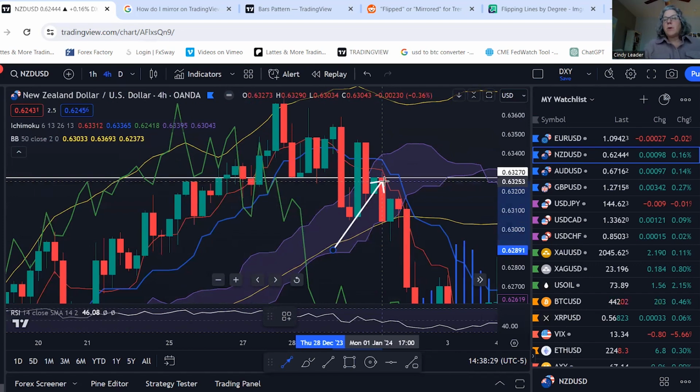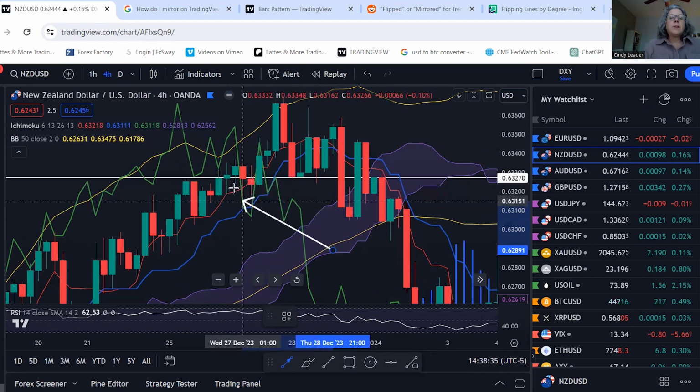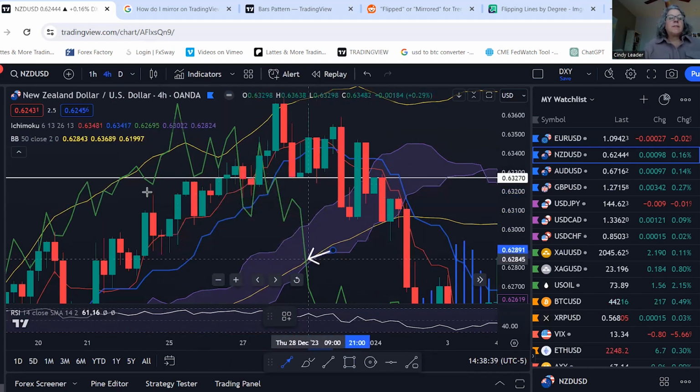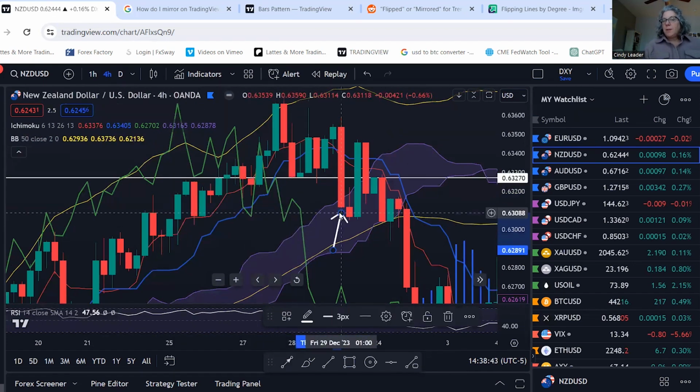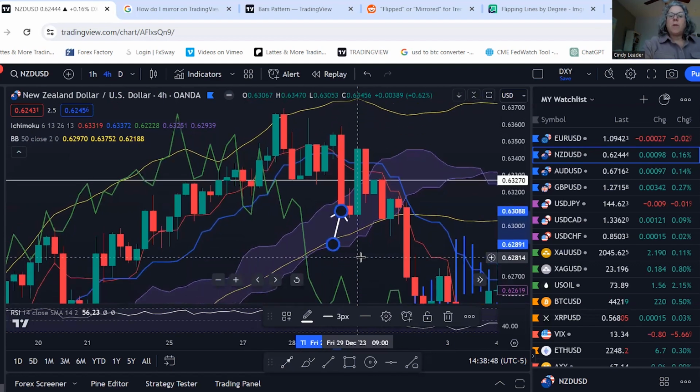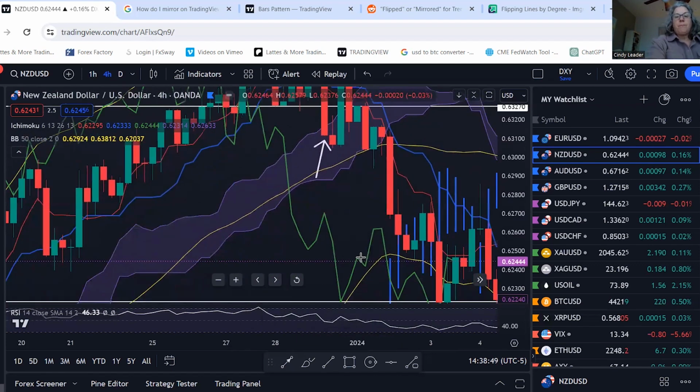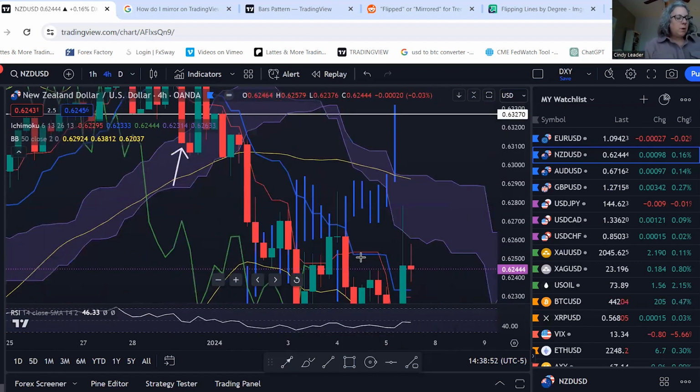So this is where the top of the blue mirror image was, right here. This candle that we went through, this candle, this candle, this candle. Like the lagging span. It's pretty exciting to see. It's just another form of confluence, just a way to back up what we've been talking about.